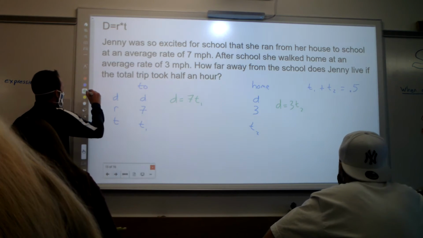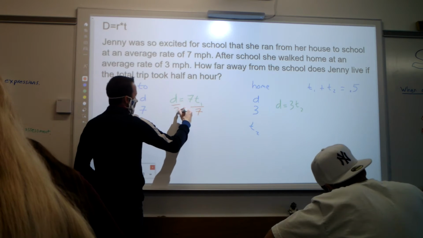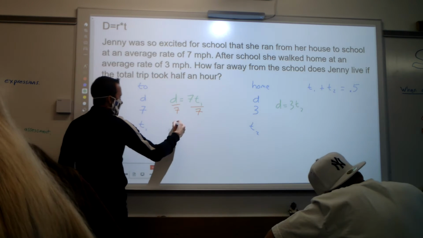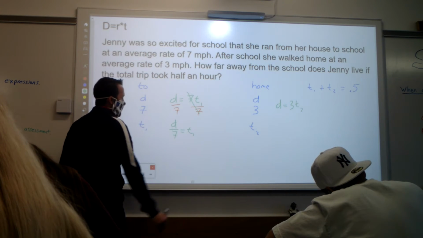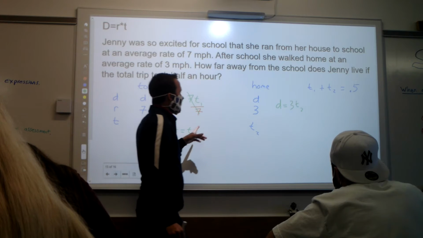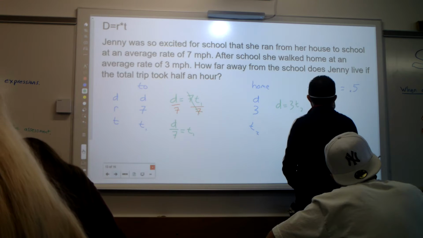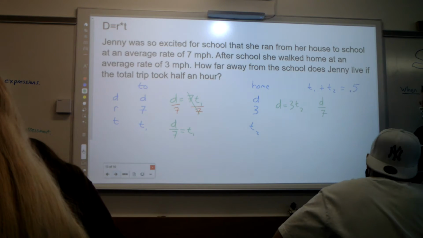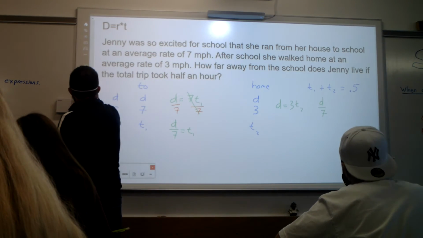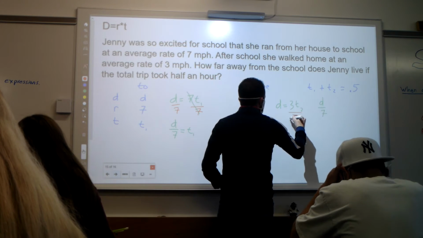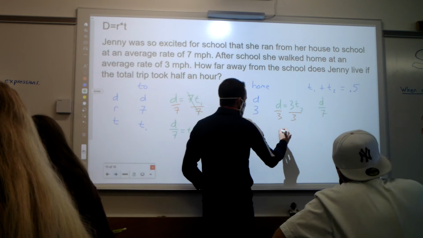How would I solve for time 1 on this equation here? Good job. It's being times by 7, so we'll just do the opposite. And I'm going to get that time 1 is our distance over 7. So now when I come over to this equation where I saw time 1, I'm going to put distance over 7. Okay, let's do the same thing for time 2. It's being times by 3, so what are we going to do? Divide by 3. And when I do, I'm going to get time 2 is distance over 3.